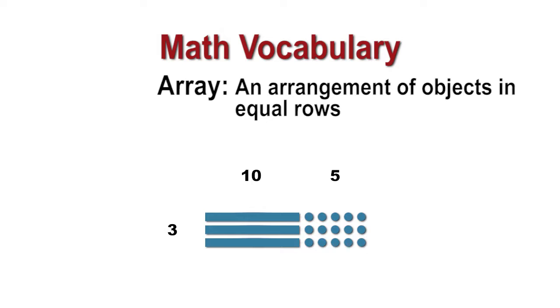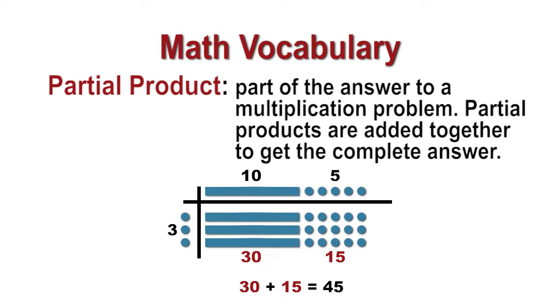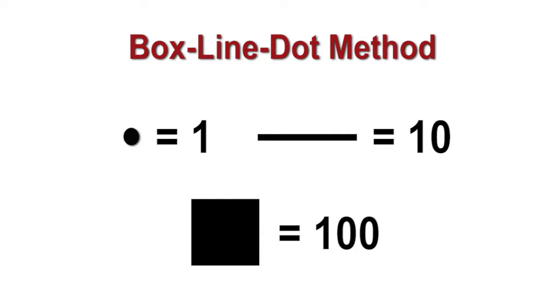In this lesson, array is used when representing factors by drawing each individual rod or unit to indicate partial products. The term partial product means part of the answer to a multiplication problem. Partial products are added together to obtain the total answer. First, let's explain the box, line, dot method to represent place value, used in lesson 3.3. When multiplying one digit by a two-digit number, the dot stands for 1, the line represents 10, and the box represents 100. Let's solve the following problem using an array.